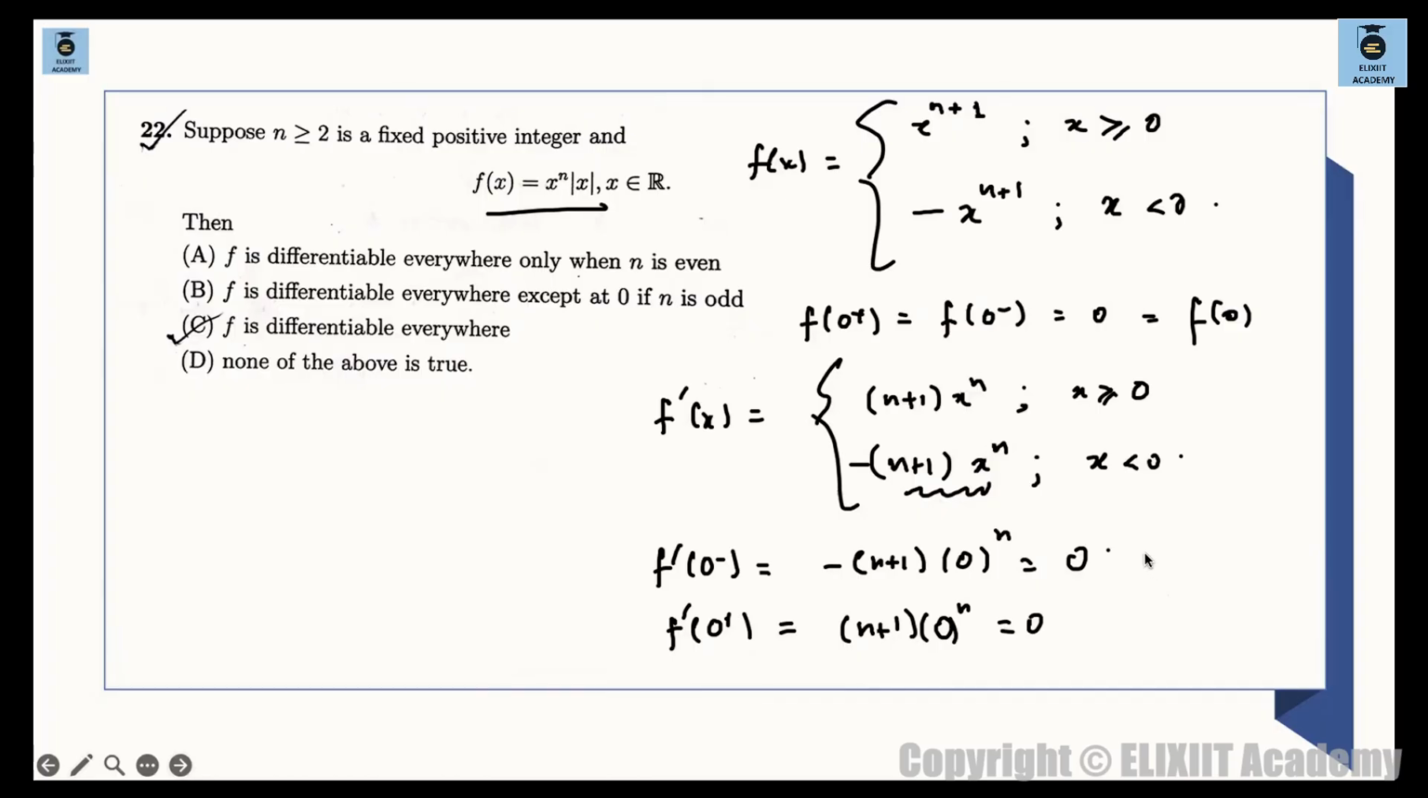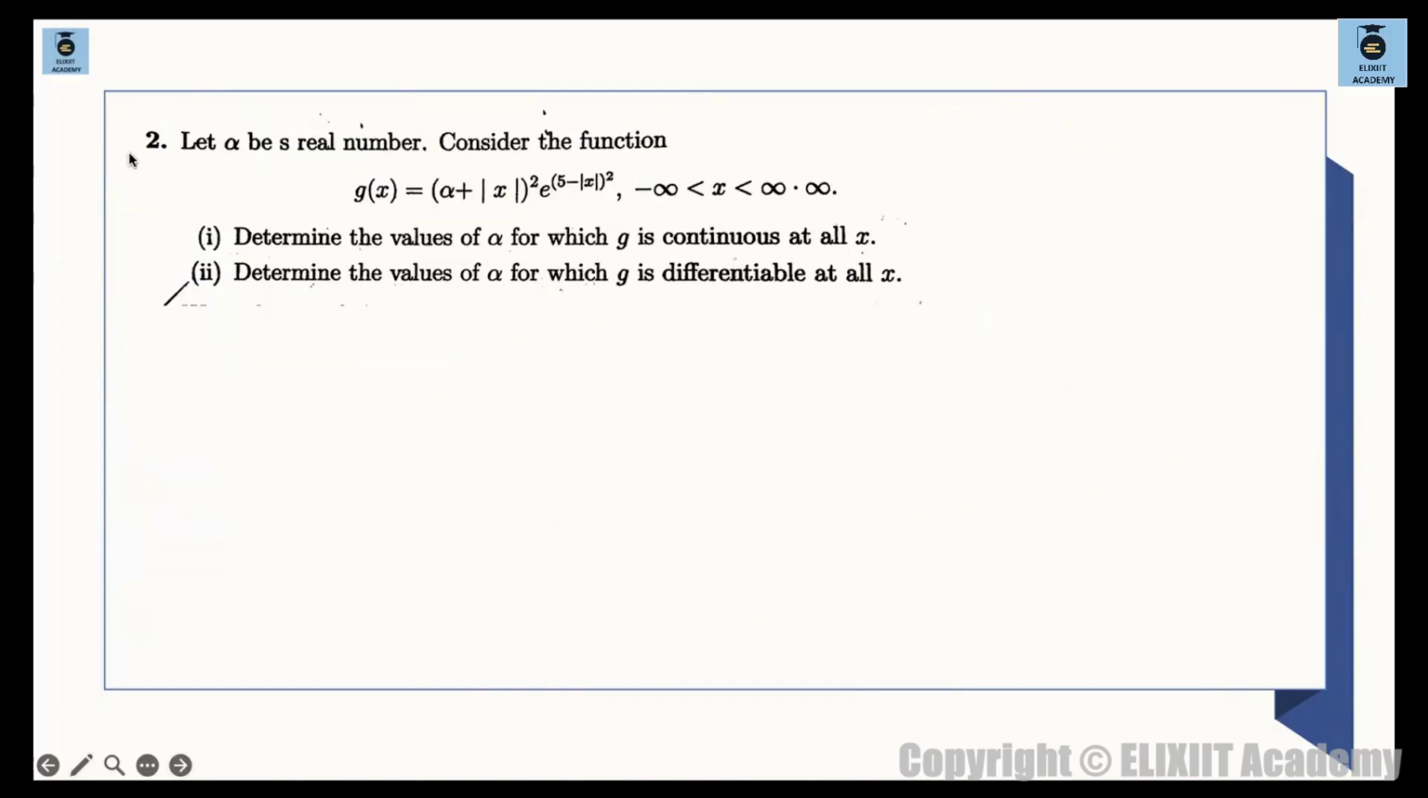Provided that, one more thing we need to take care of is that 0 raised to the power of n is 0, like something tending to 0 raised to the power of n is 0. This is only possible if n is positive. And here it is a positive number because they have mentioned n greater than or equal to 2 is a fixed positive integer. Otherwise this wouldn't have been 0. If n would have been negative, then this would have been something else. So in this case all of these are 0. So f dash of 0 minus and f dash of 0 plus are 0, so f is differentiable everywhere. Option C is correct.